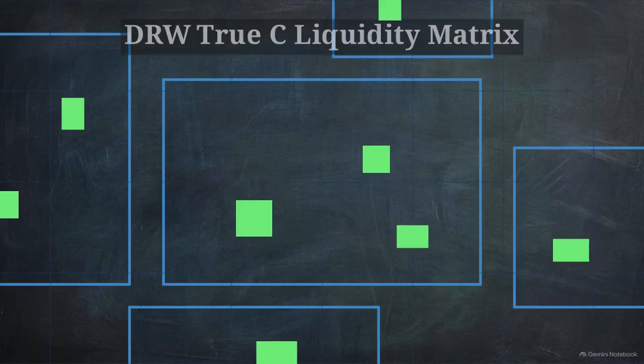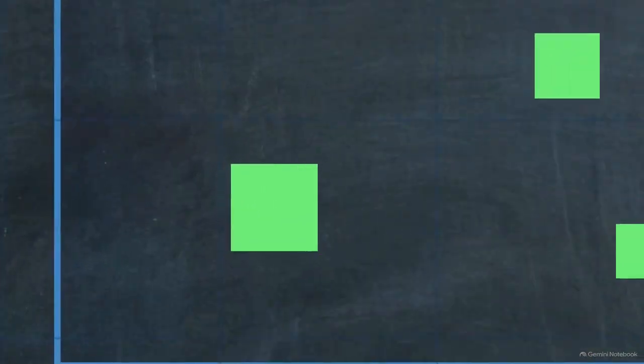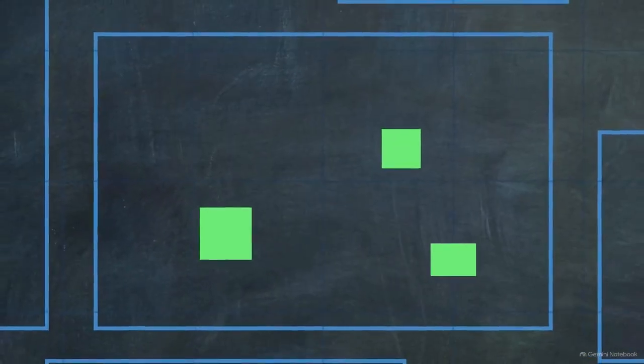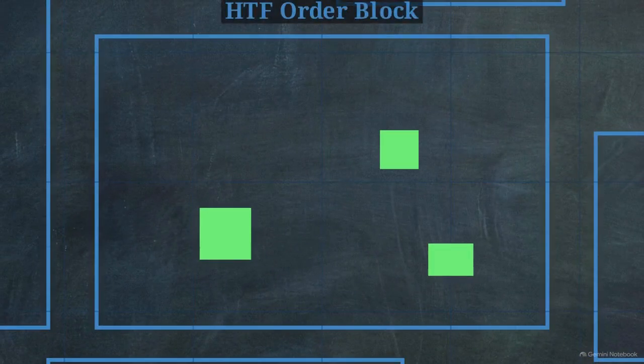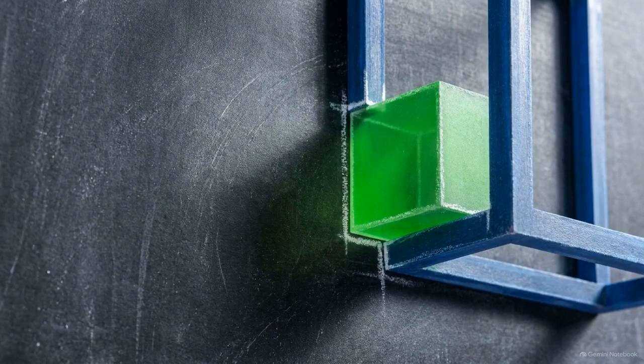This is the DRW True C liquidity matrix. It replaces that visual chaos with rigid structural order. Zooming in on a single lower timeframe green execution box makes it look like an independent event. However, as we pan out, you see it is entirely engulfed within a massive blue container. This hierarchy means a 5-minute setup is treated as a subset of a larger 30-minute window. We are looking for micro-executions that physically align with the boundaries of these higher timeframe institutional blocks.